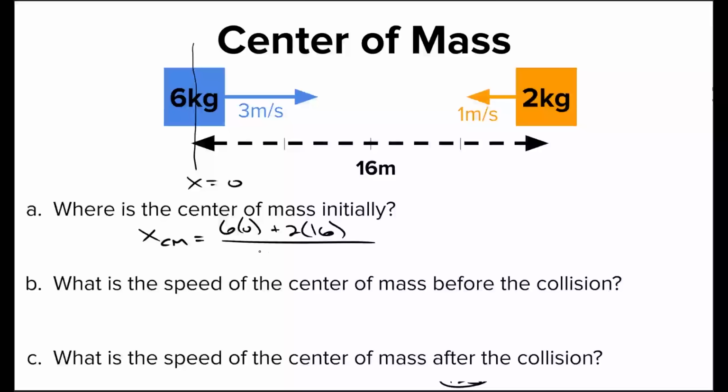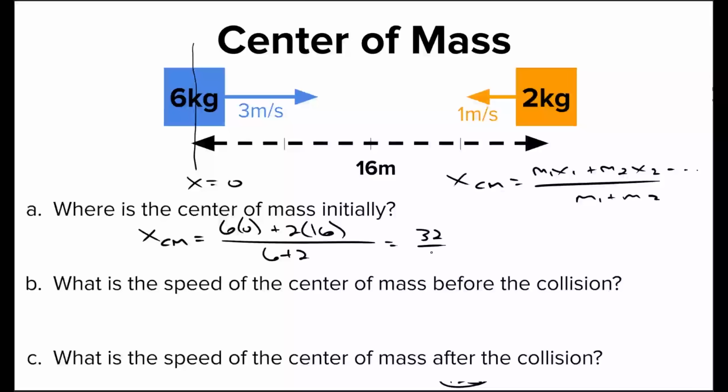Divided by the total mass. So it's going to be 6 plus 2. This formula for center of mass is really x center of mass equals m1 x1 plus m2 x2, and you just keep going, divided by the total mass. And what would I get here? I'd get 2 times 16, 32, over 8 gives me 4 meters.